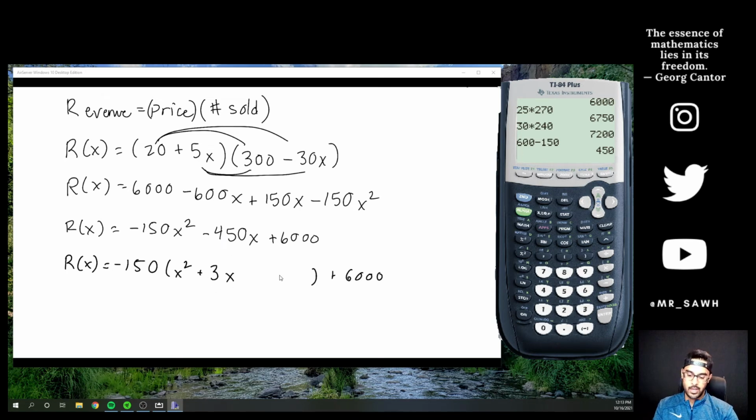And now the number that I can use to complete my square here, did I do that right? 3, okay. 3 divided by 2 squared. As a fraction or a decimal, it doesn't matter. 9 over 4.